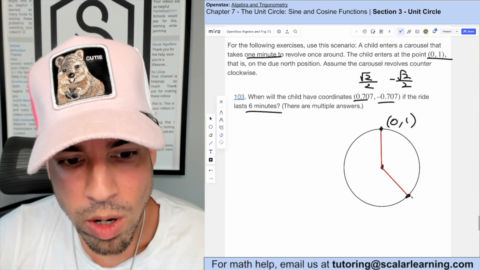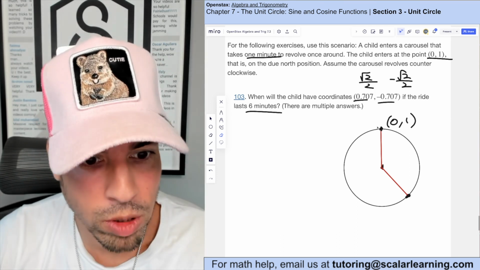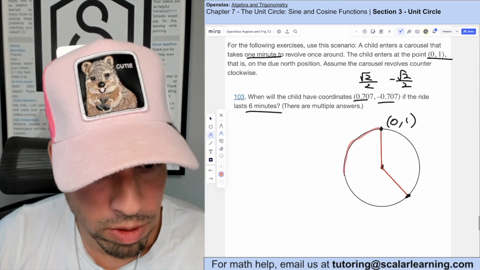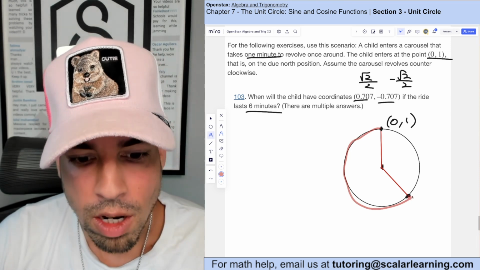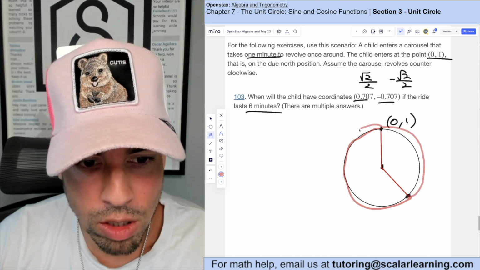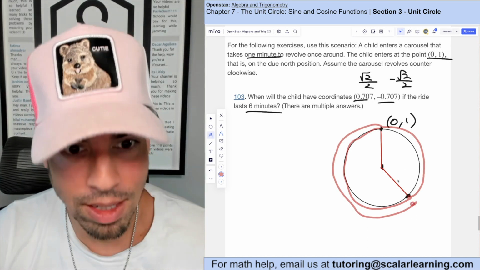So we're somewhere here. Now let's imagine as we go around, it's going to hit it multiple times, because as we do one revolution in 60 seconds, aka 1 minute, we're going to hit it once. Then we keep going and do a second revolution, and we hit it twice. So you see, you're going to hit it 6 separate times.